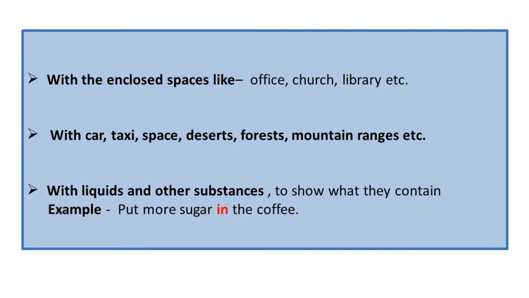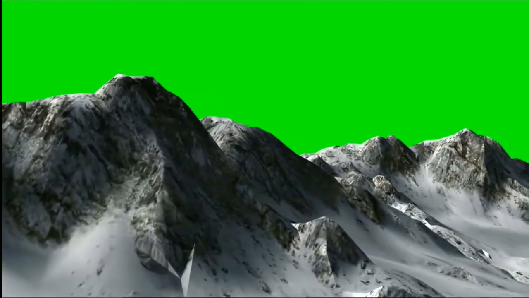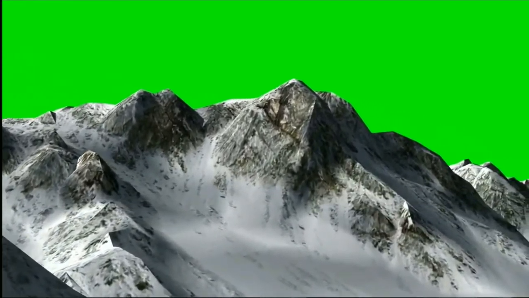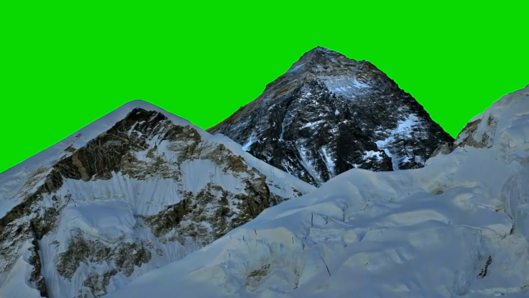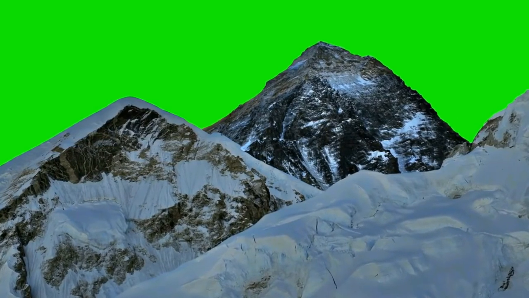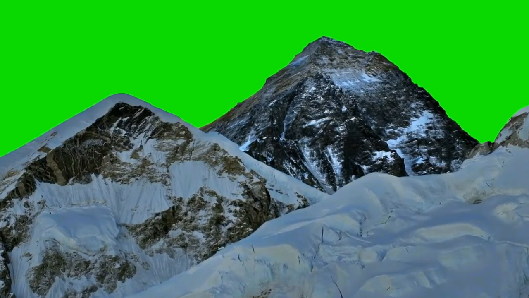And the enclosed spaces could be an office, a church, a library, etc. We use in with car, taxi, space, deserts, forests, mountain ranges, etc. Like we say, in the Himalayas, because it is a range of mountains. But for a single mountain peak, we use the preposition on. We say on Mount Everest.